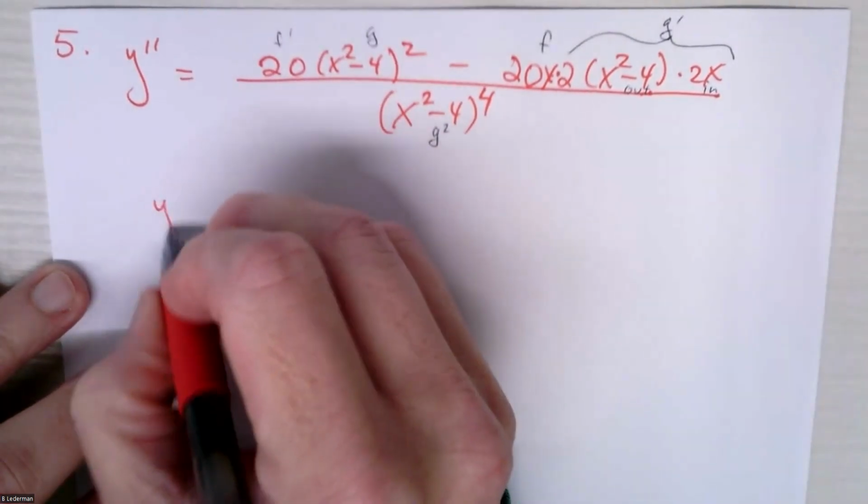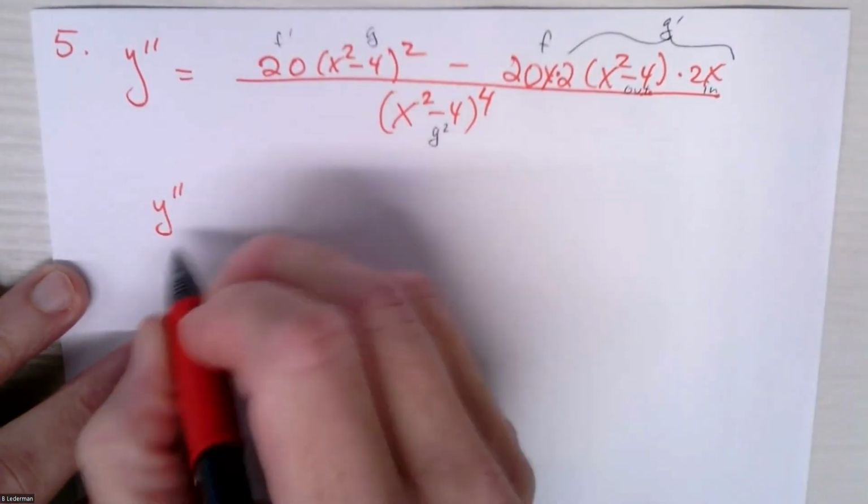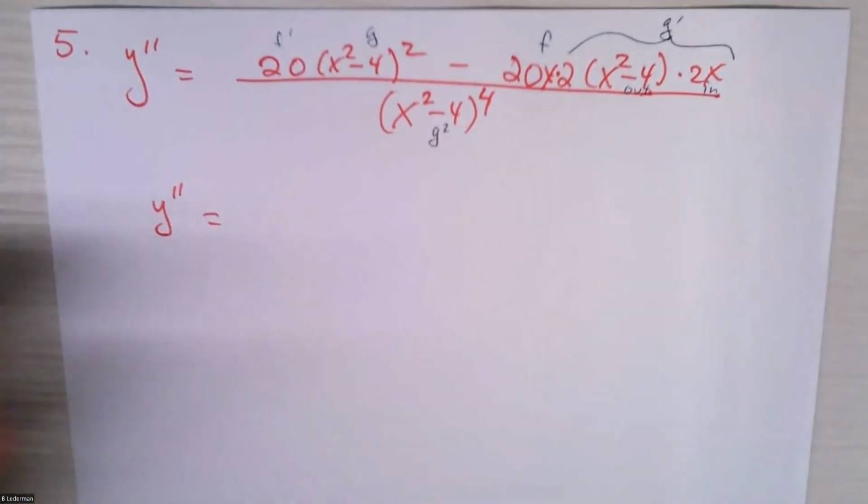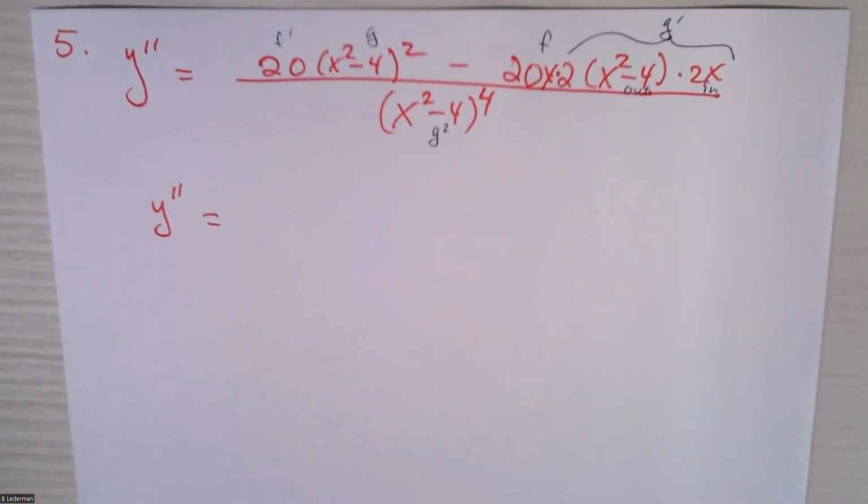Now, y prime, y double prime, and again, even though I gave you the whole speech about how you don't necessarily have to simplify, for a problem like this you want to simplify because you're going to want to see when it's positive, when it's negative. It's much easier to work with when it's simplified.